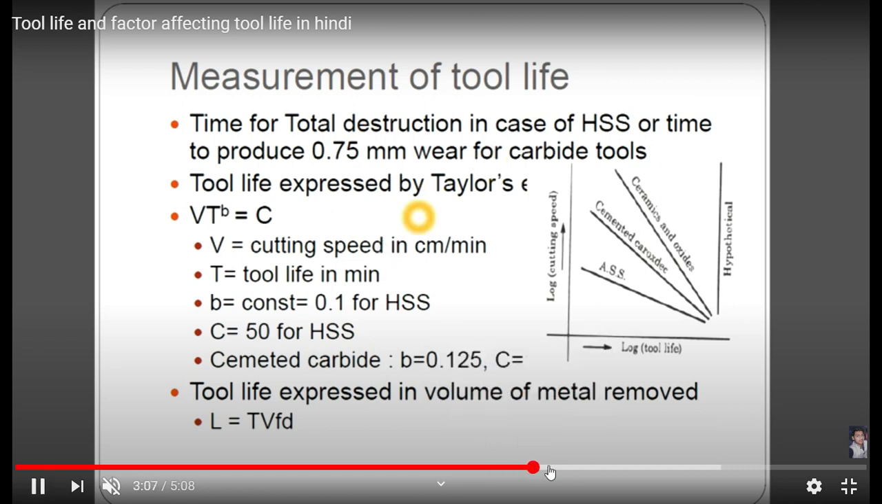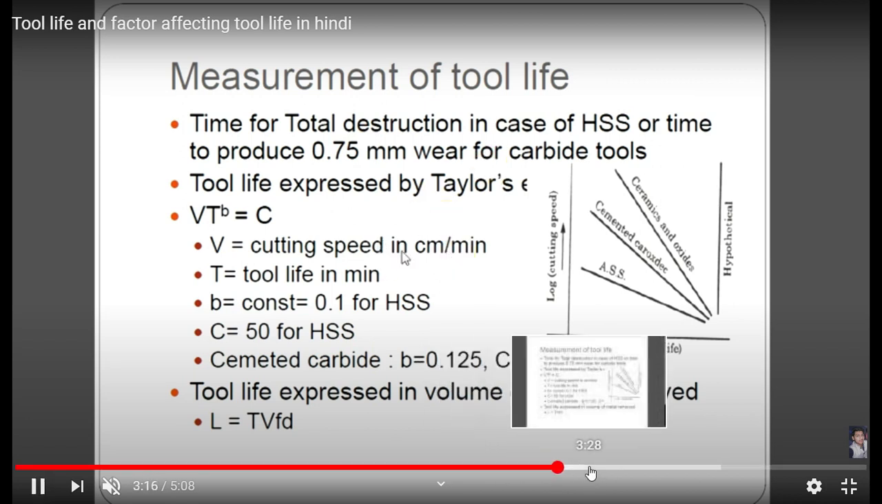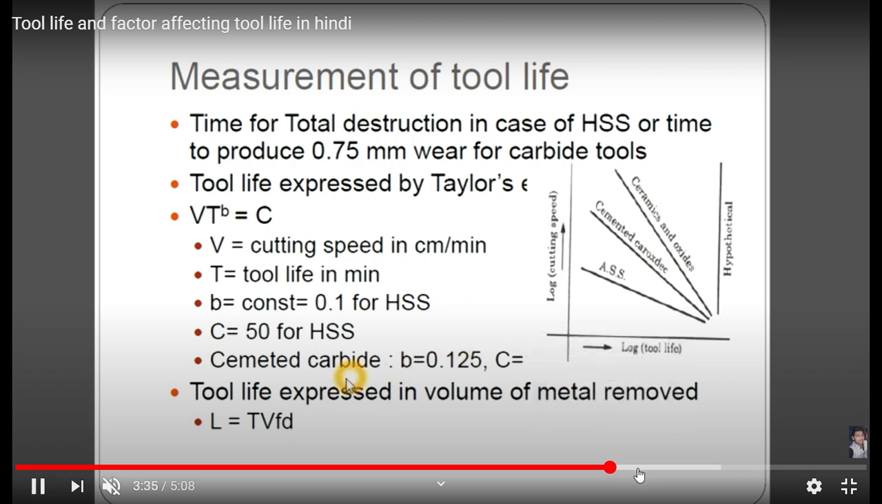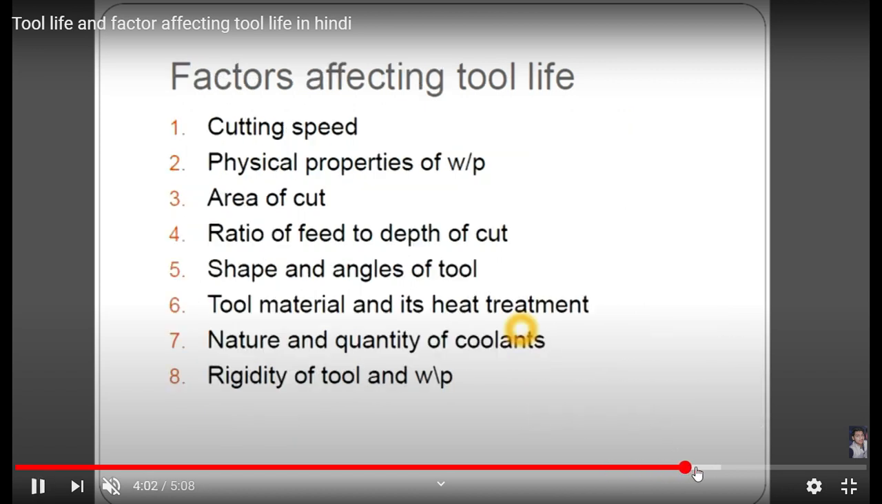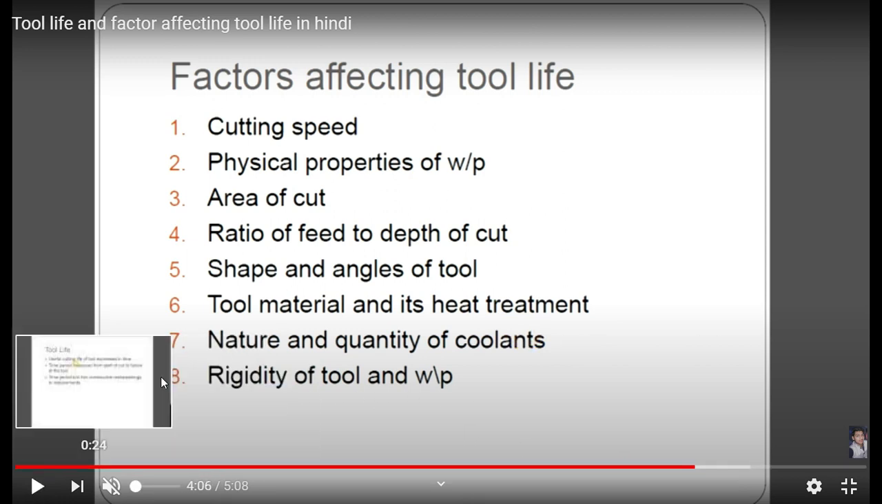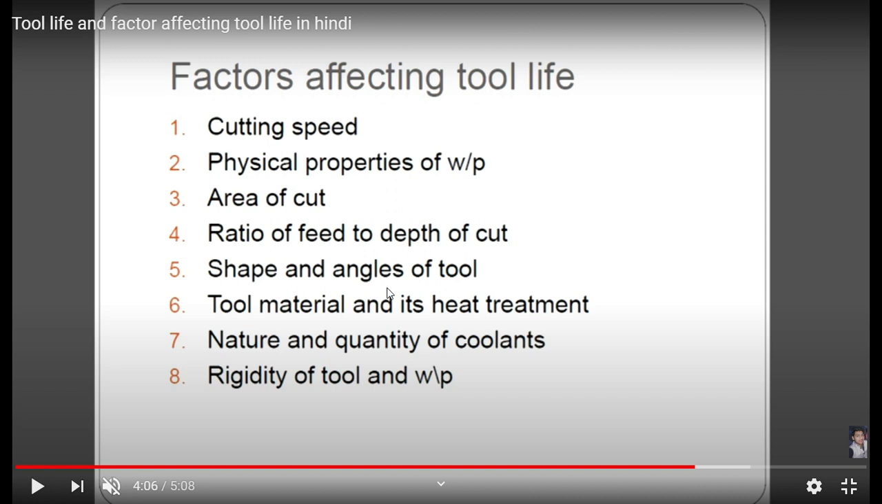We already explained this previously. What are the factors we mainly considered in tool life? Cutting speed, physical properties of the workpiece, area of cut and ratio of feed to depth of cut, shape and angles of tool, tool materials and heat treatment, nature and quality of the coolant, rigidity of tool and workpiece.